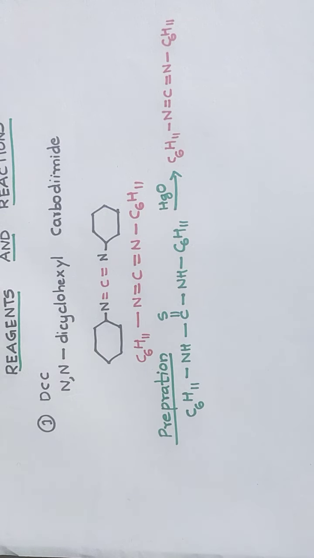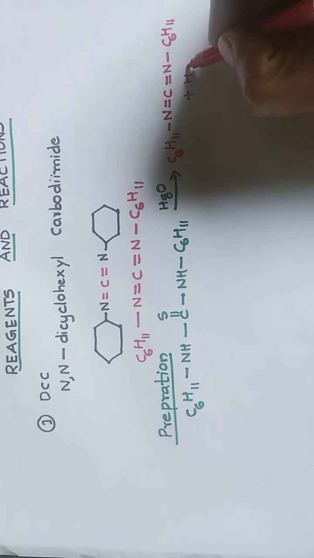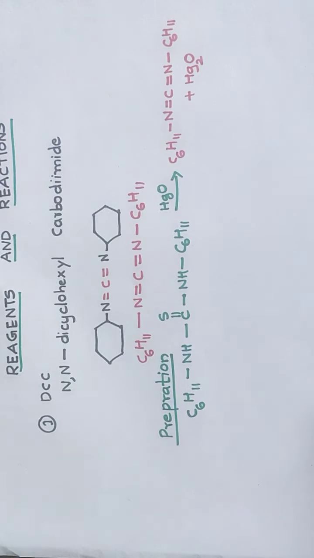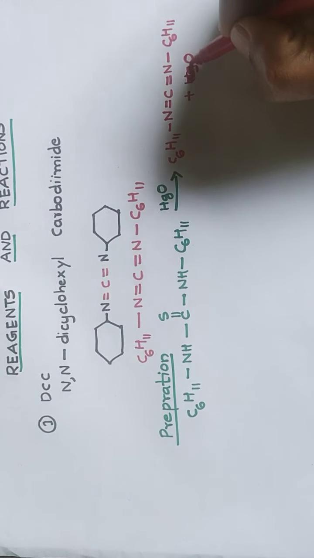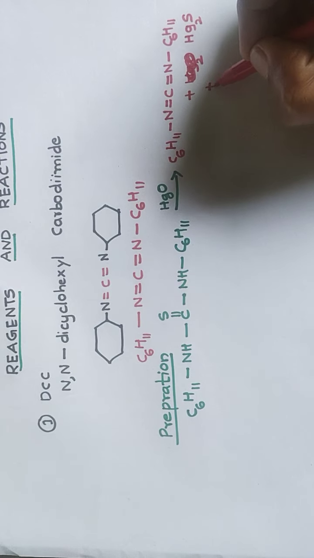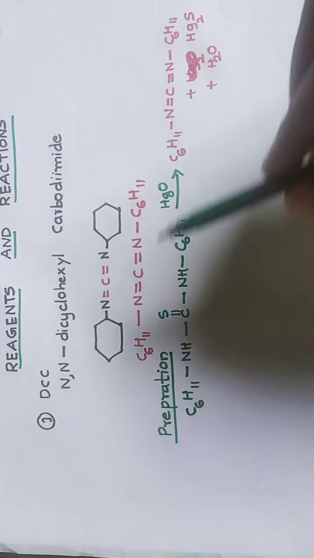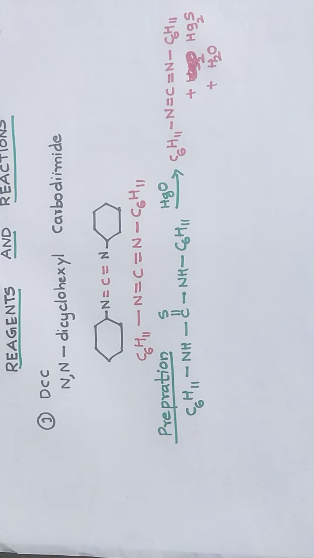HgO, sulfur is removed, so hence it will be HgS plus water. This is what you get. So this is the preparation of DCC using N,N'-dicyclohexyl thiourea.